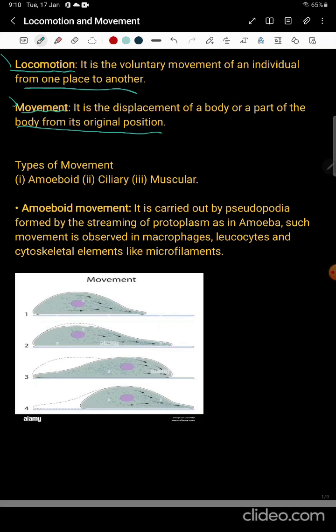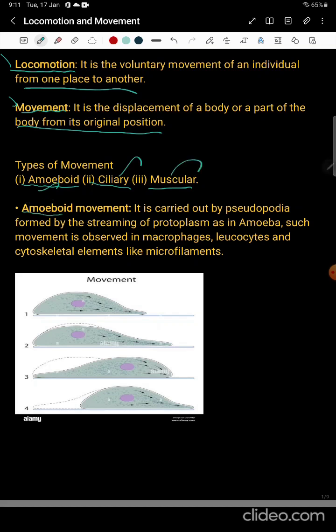Understood? Now there are three types of movement. These three types of movement occur inside our cell, inside our body. What are these three types? One is amoeboid movement, then ciliary movement, and the next one is muscular movement. Amoeboid movement is like how amoeba produces pseudopodia, which are considered false feet, and with their help it moves from one place to another through the streaming of protoplasm. Now what is ciliary movement? Like paramecium, which has many cilia, fine hair-like structures around it. With the help of these it moves from one place to another. And then the muscular movement. Now we can see it in detail.